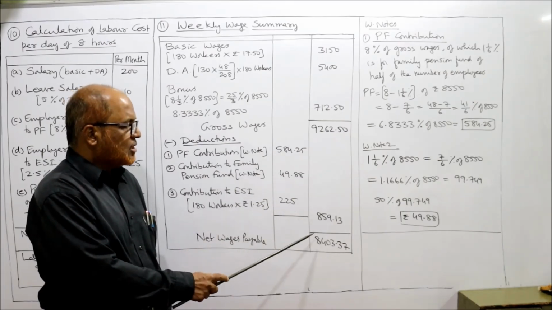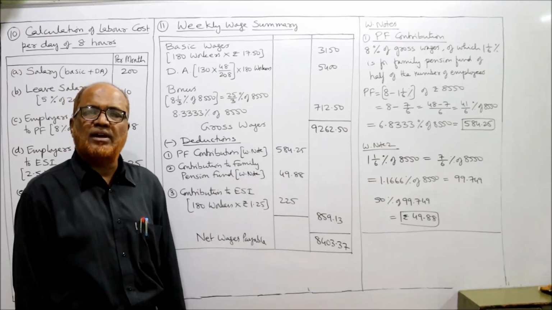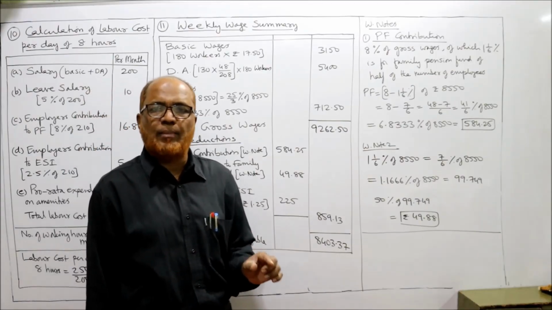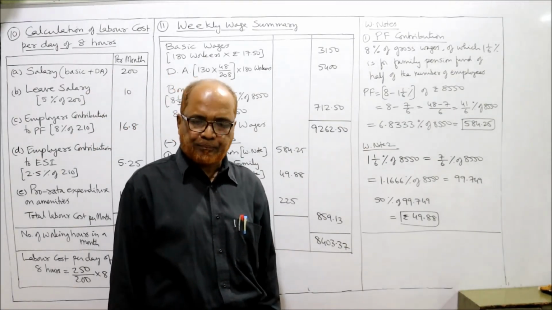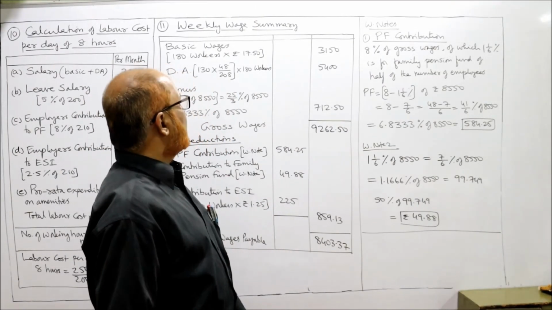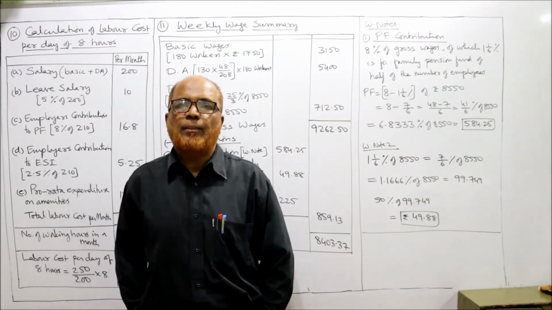So these are the directions. So 8,403.37 is the weekly wage summary, net payment payable to workers. So this is the end of problem number 11.